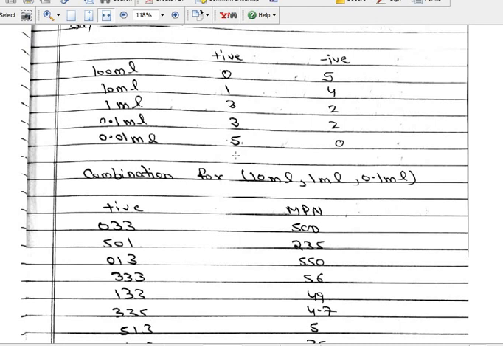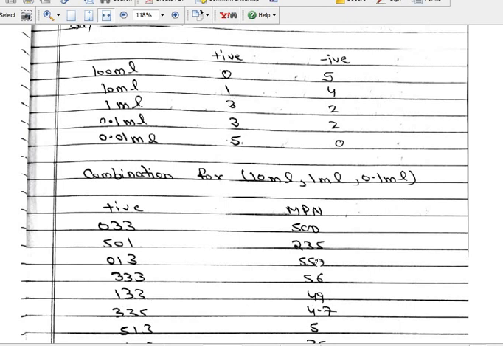Okay. So first one is 013. So you can see here 013. So what is the value of 013? It is 550. So we have to divide this value by 10, because this is 10 times stronger than the standard dilution of 10, 1 and 0.1. So 013 corresponds to 550. So divided by 10, it will become 55. And the standard one is 10, 1, 0.1. So this is your 133. And 133 corresponds to 49.